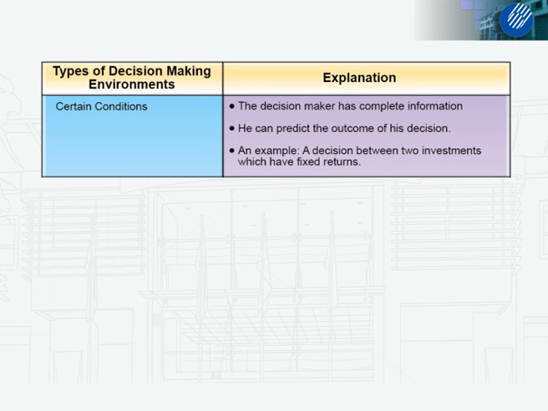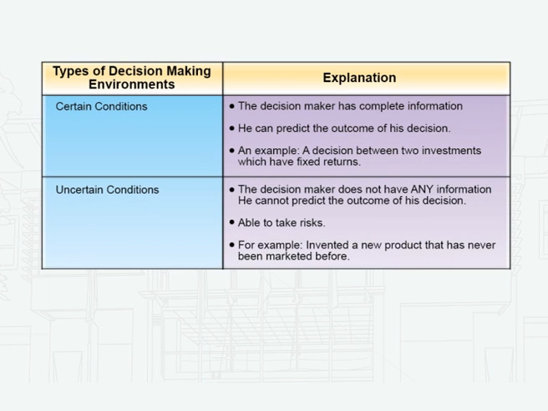Under certain conditions, the decision maker has complete information when he wants to make his decision. He can predict with certainty the outcome of his decision. An example of this would be someone who wants to decide between 2 investment decisions which have fixed returns. Since he knows the outcome of both investments, he can easily make the choice between the 2.